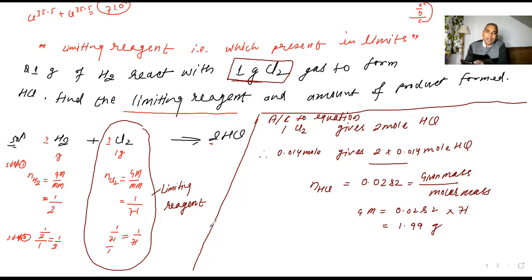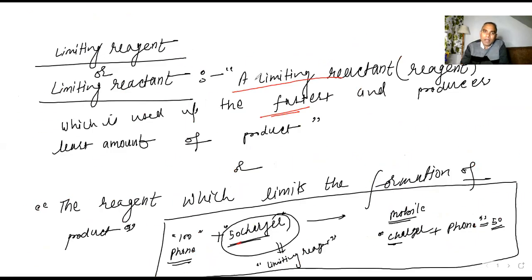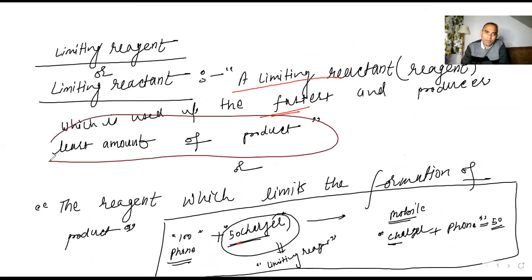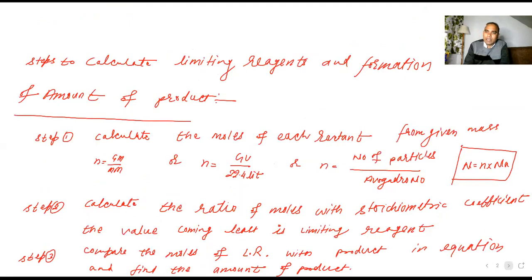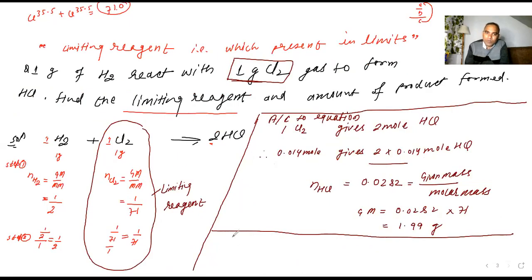Okay, this is coming. Now you go for this one. You take the H2. Here we have taken Cl2 because we don't know which is the limiting reagent. We will determine it only by finding which is limiting the product. The first concept itself, I told you: a limiting reagent is used up fastest and produces the least amount of product. So in case of Cl2 we calculated. In case of H2 you go.